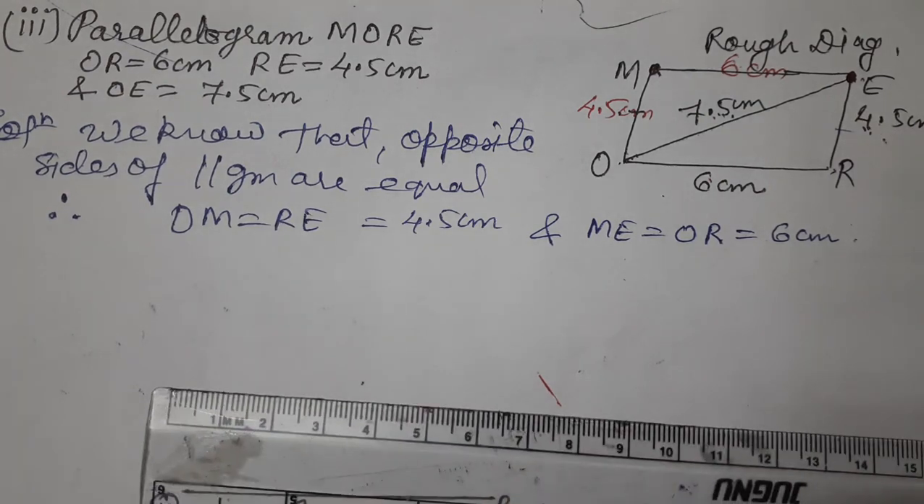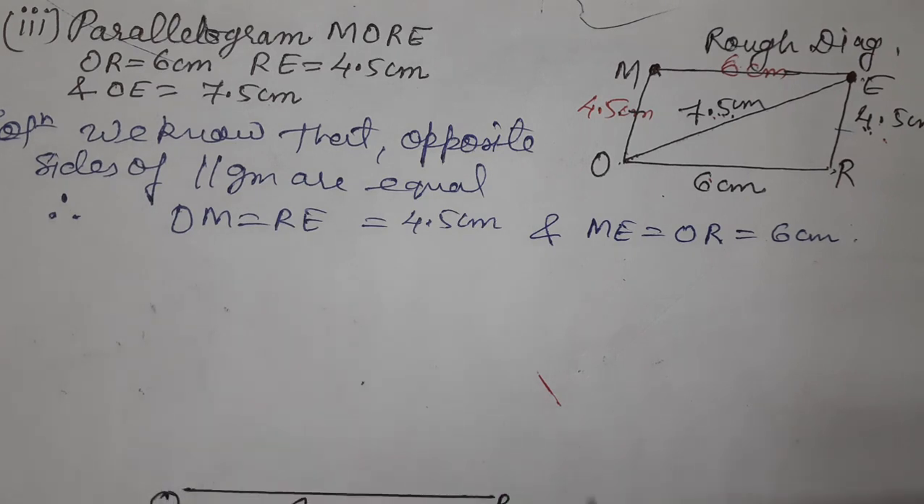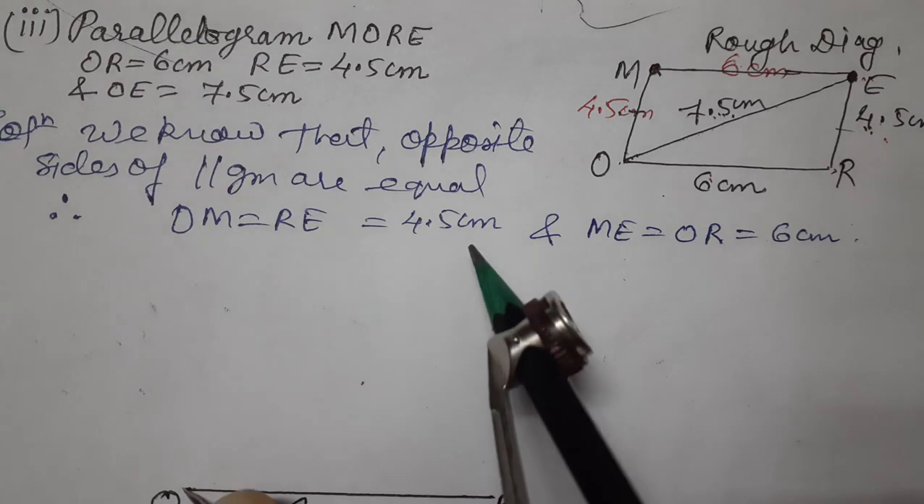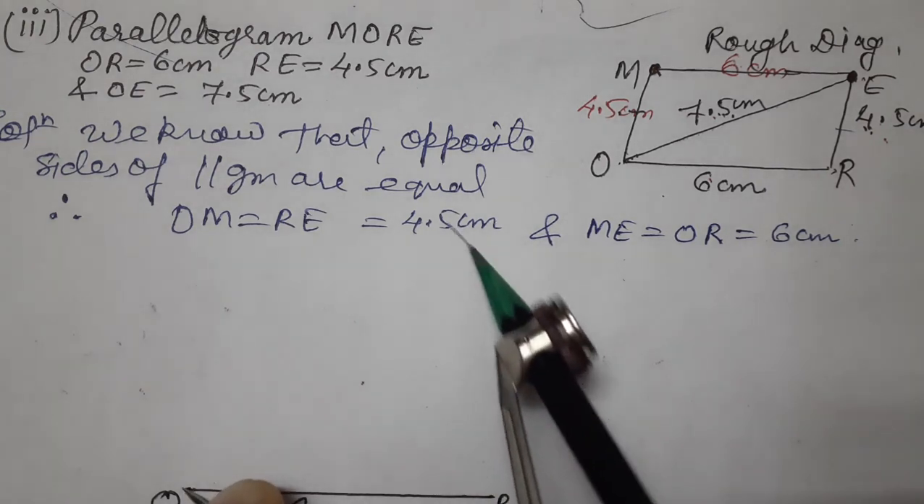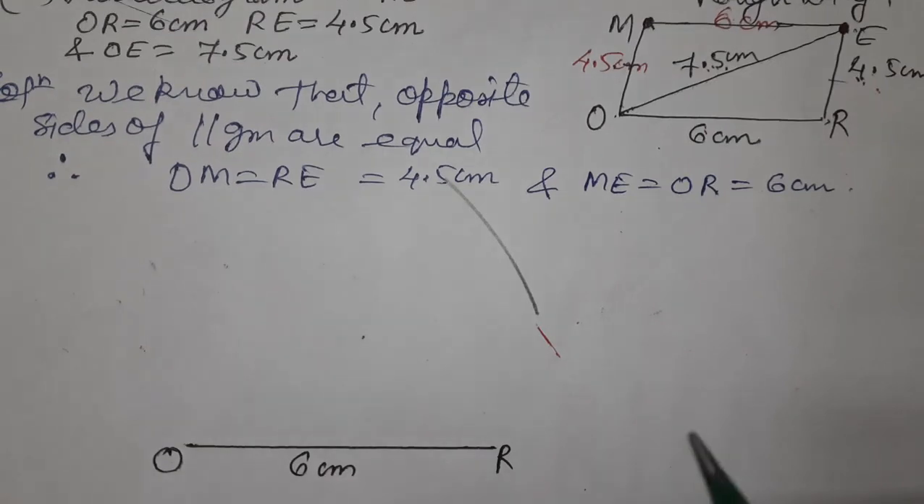First take O to E 7.5 as the arc radius. So I have taken 7.5. Now put the pointer on O. This one is called the pointer, children, and this is the pencil point. And O to E is 7.5, so draw OE 7.5. So we have drawn OE 7.5.